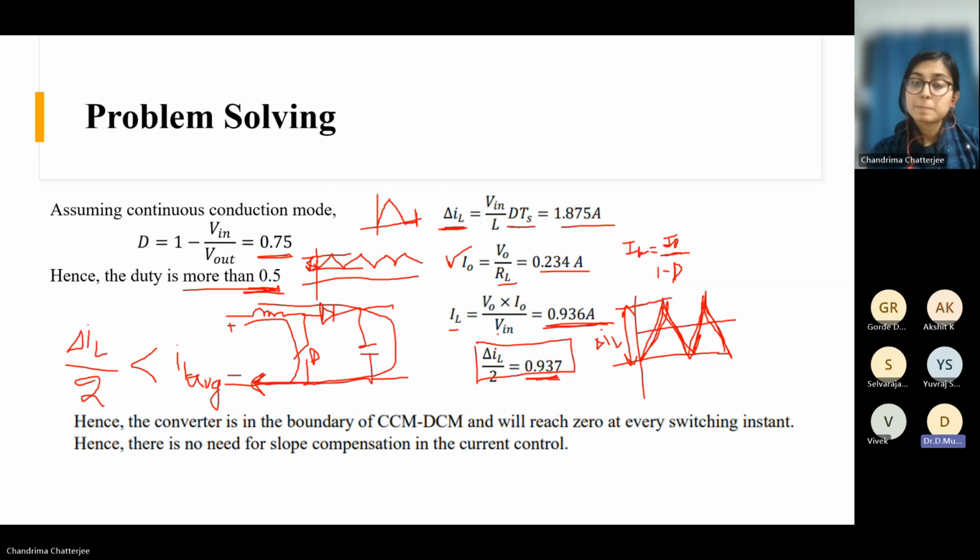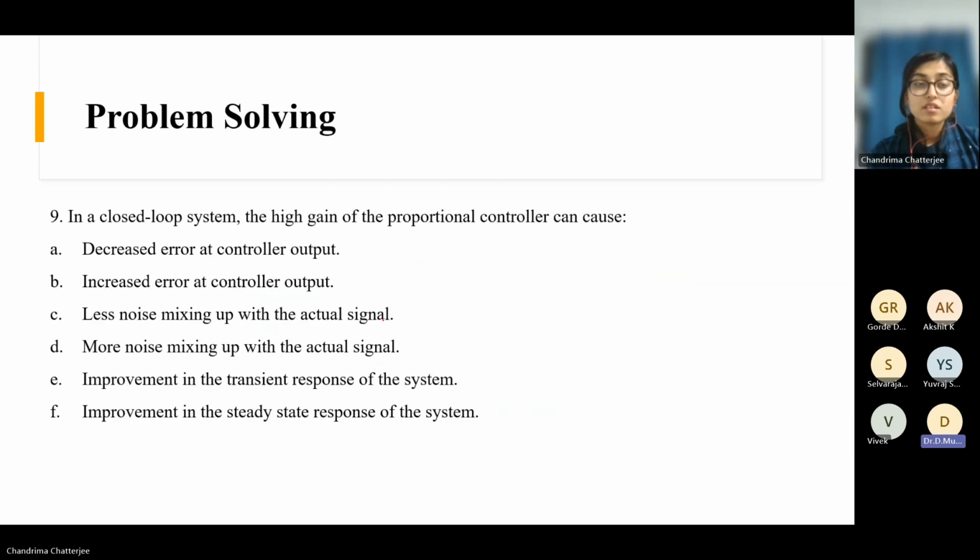Okay. So next one is the multiple choice question. In a closed loop system, the high gain of the proportional controller can cause, you can answer this, right? High gain of the proportional controller can cause what? Transient.